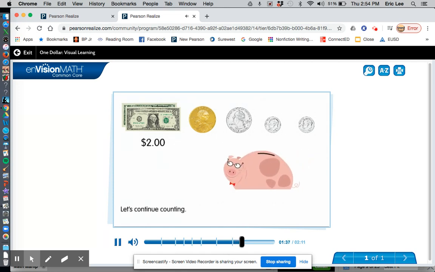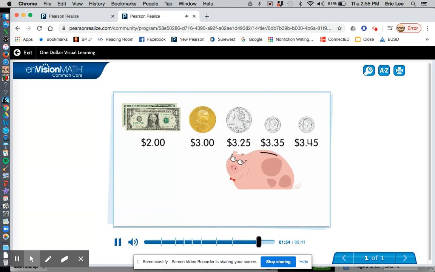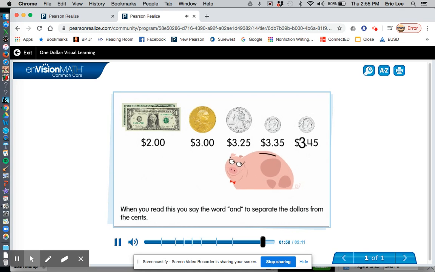Let's continue counting. $3. $3.25. $3.35. $3.45. When you read this, you said the word "and" to separate the dollars from the cents. Now you know how to use the value of bills and coins to count them.